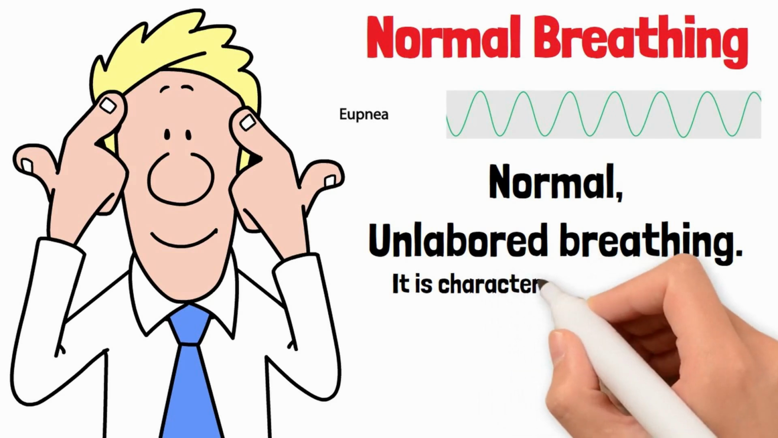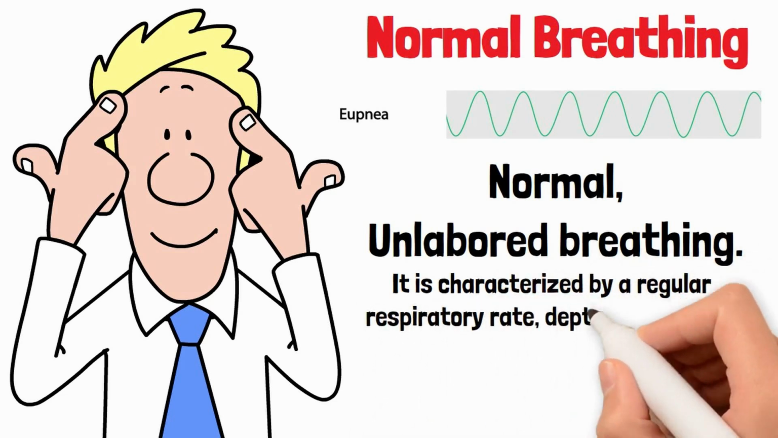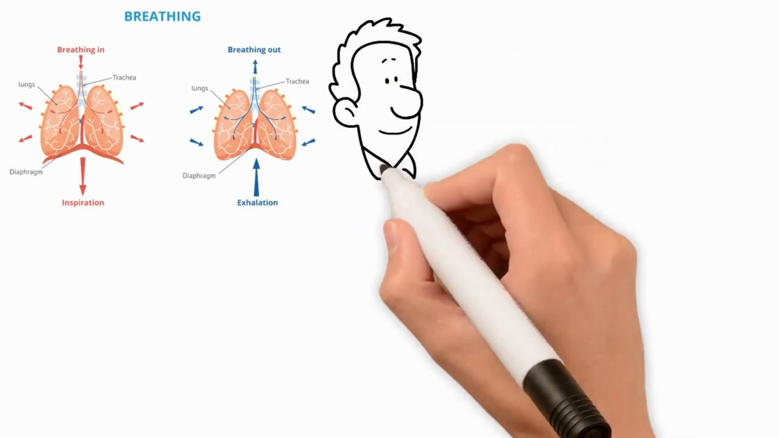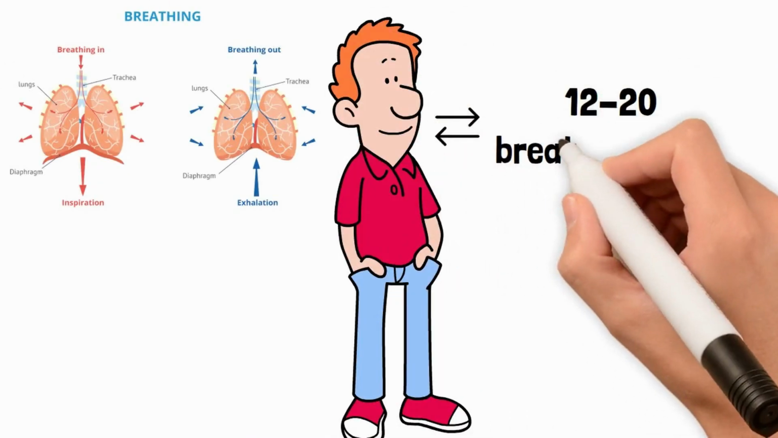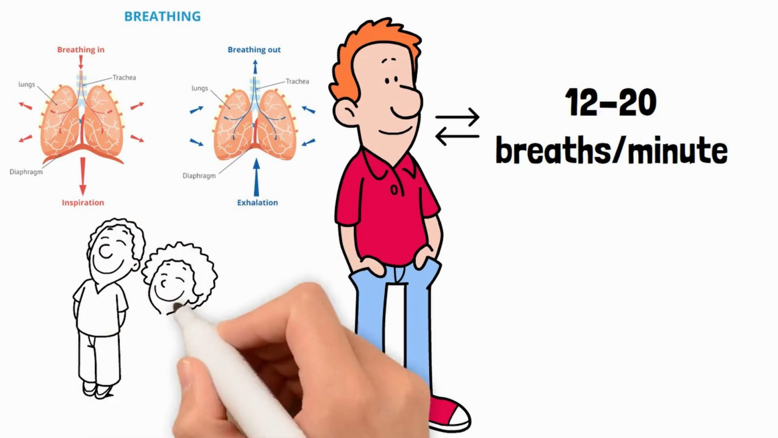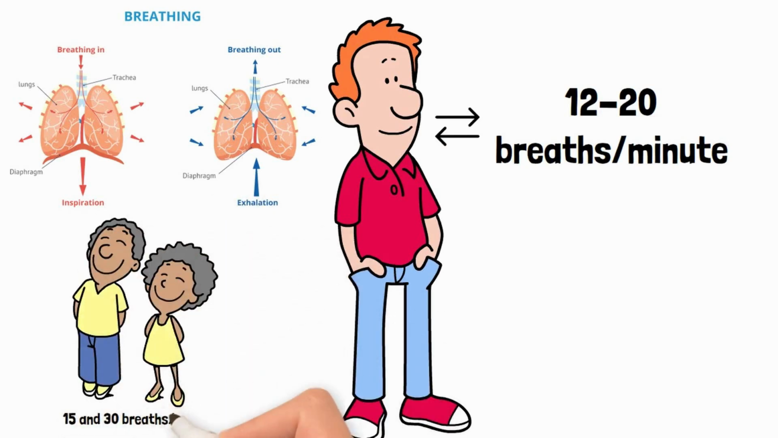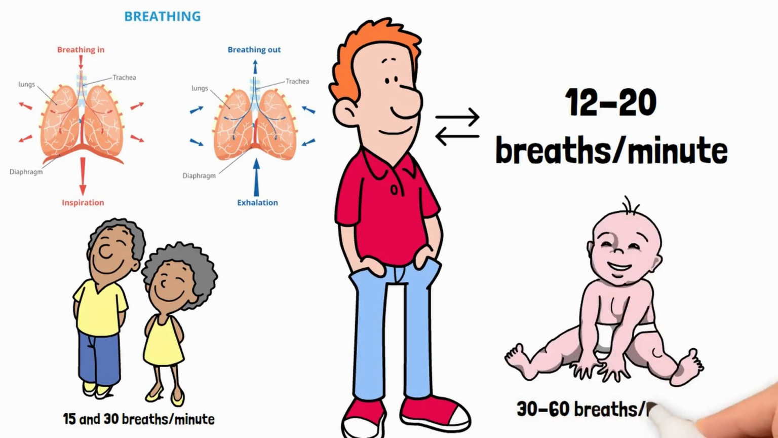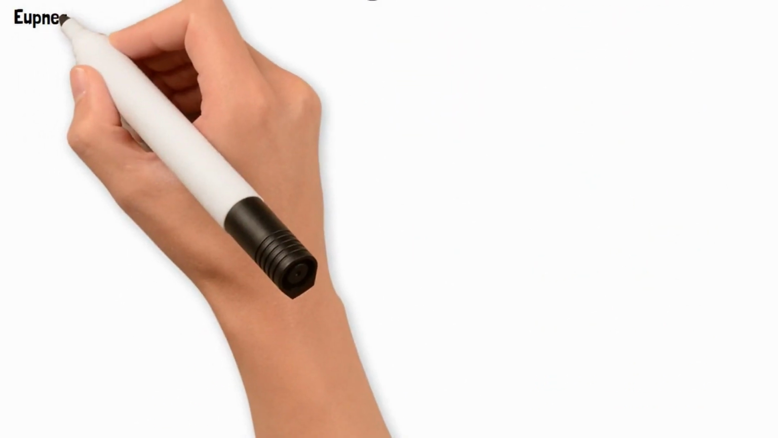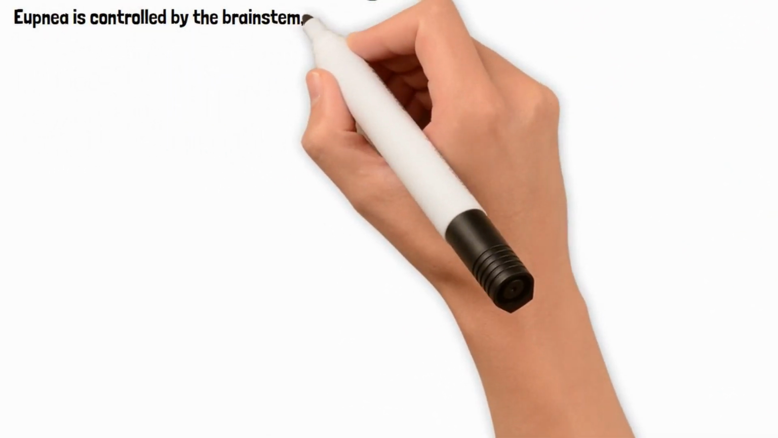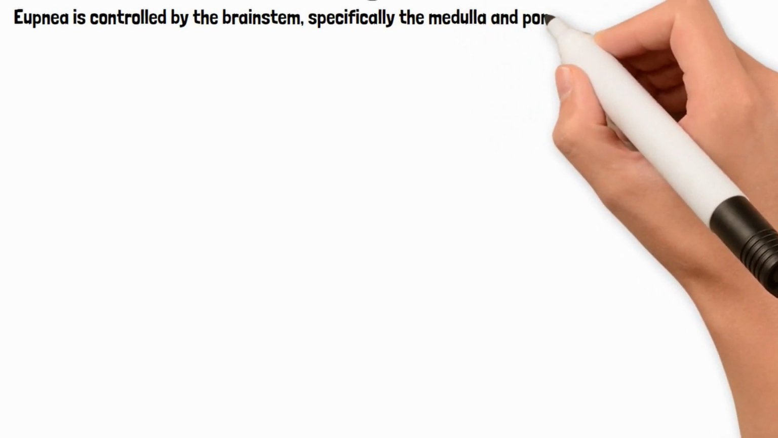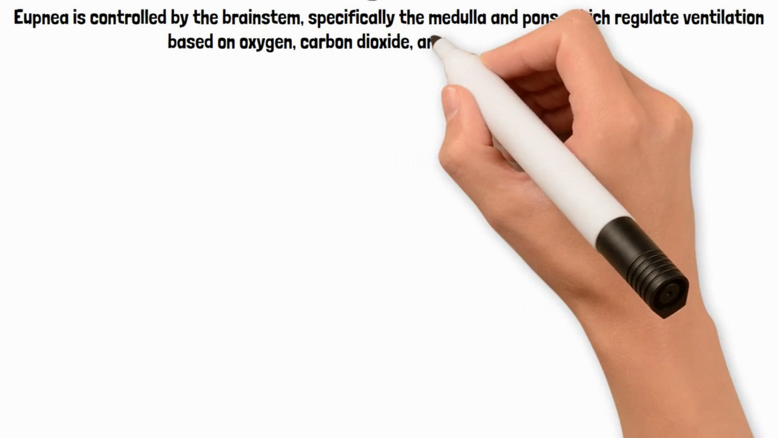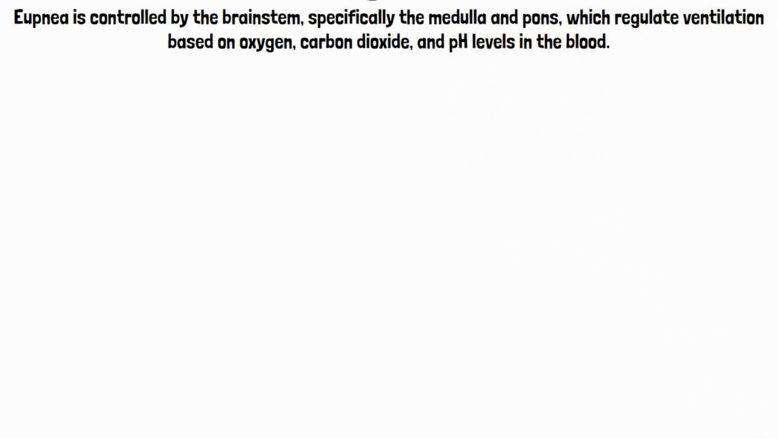It is characterized by a regular respiratory rate, depth, and rhythm, ensuring effective gas exchange. In adults, normal breathing occurs at a rate of 12 to 20 breaths per minute, while in children, it ranges between 15 and 30 breaths per minute, and in infants, it can be as high as 30 to 60 breaths per minute. Eupnea is controlled by the brainstem, specifically the medulla oblongata and the pons, which regulate ventilation based on oxygen, carbon dioxide, and pH levels in the blood.